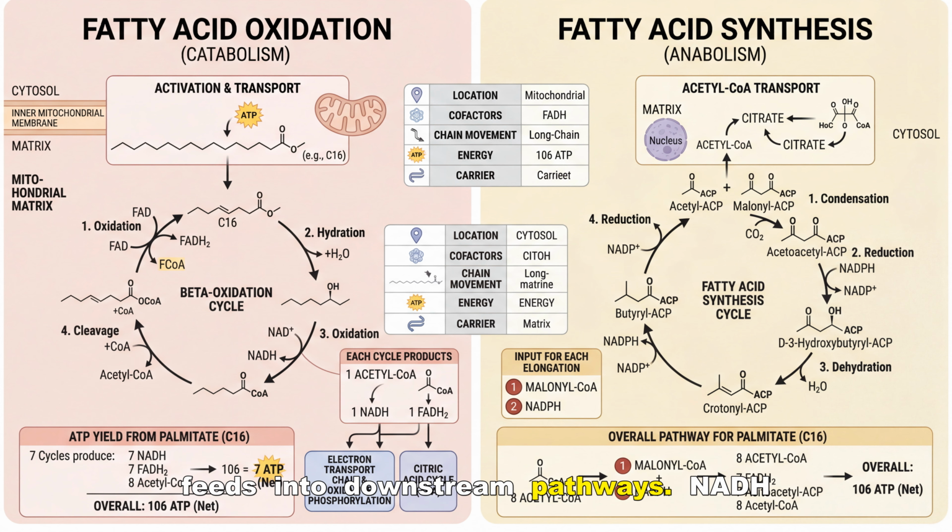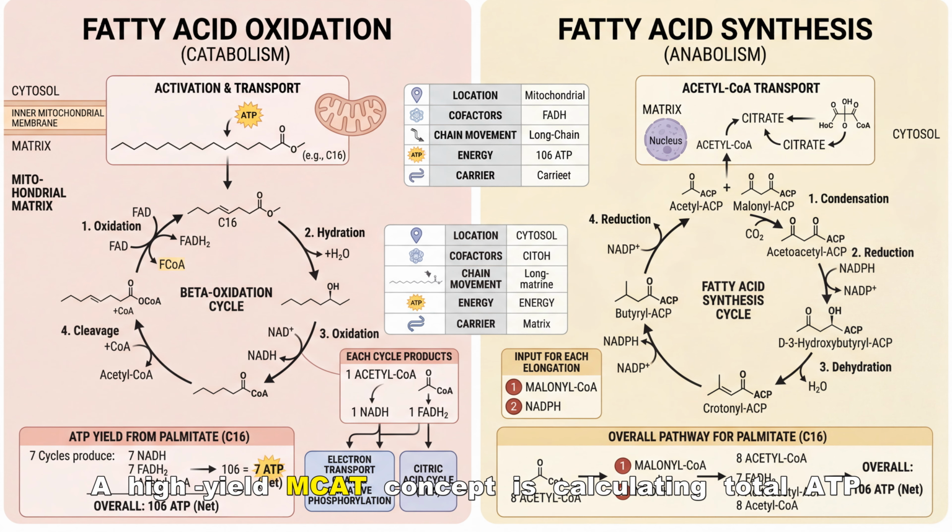NADH and FADH2 donate electrons to the electron transport chain, generating ATP through oxidative phosphorylation, while acetyl-CoA enters the citric acid cycle.